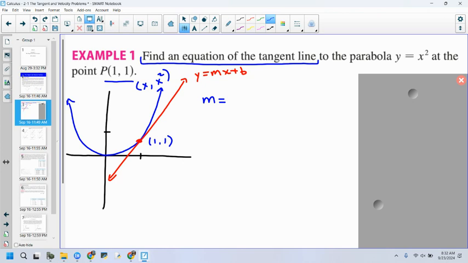Okay, so if I wanted to find the slope, I could take y2 minus y1 over x2 minus x1. X squared minus 1 over x minus 1. Just running the slope formula.